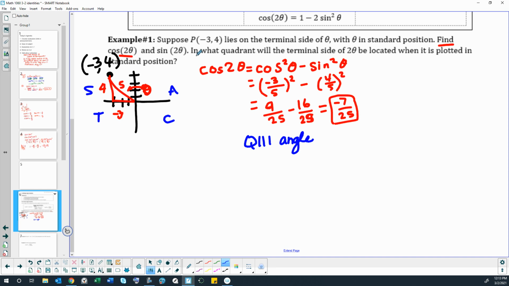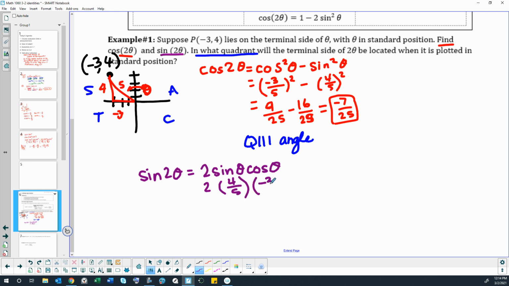So I went ahead and answered the last question already, but we haven't done the middle question, sine 2 theta. Let's do that one. So sine of 2 theta is equal to 2 sine theta cosine theta. It's not a bad little formula to memorize. Sine theta we already know is 4/5. Cosine theta we already know is negative 3/5 because we used them when we found cosine, right? So we've got our triangle right there to find them from.